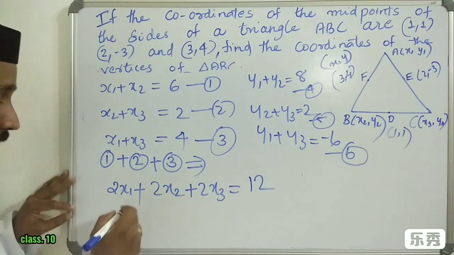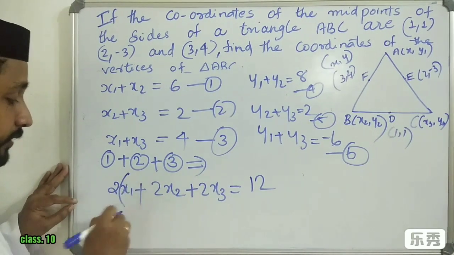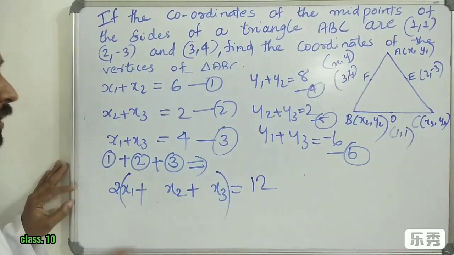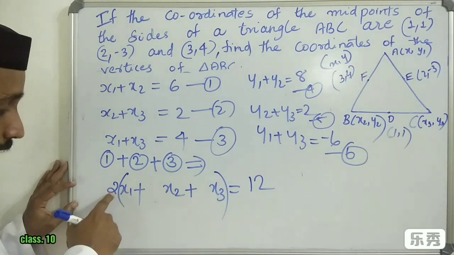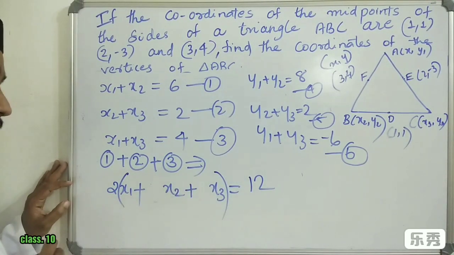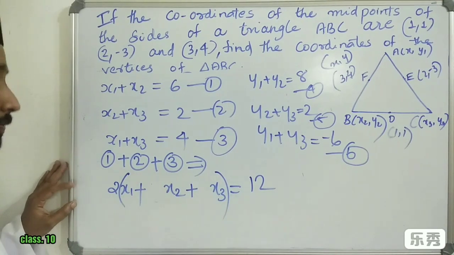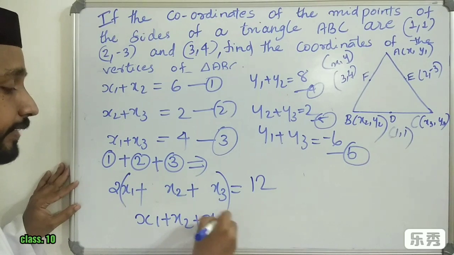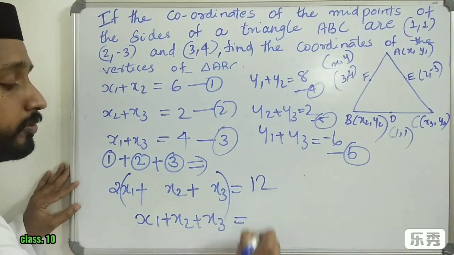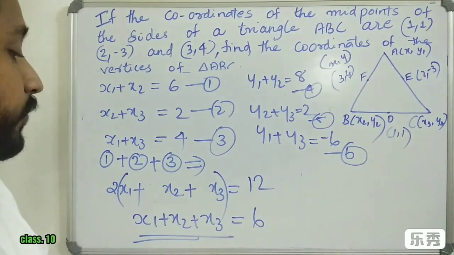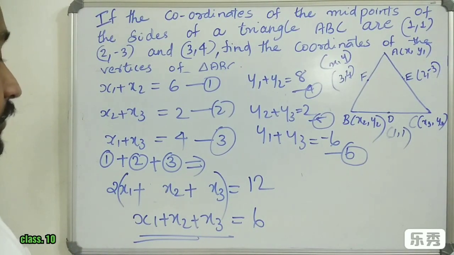We can take 2 outside. So when we take 2 outside, 2 into (x1 + x2 + x3) is equal to 12. Then when this 2 goes to RHS, we divide 12 by 2. We get x1 + x2 + x3 is equal to 12 by 2, 6. So we got x1 + x2 + x3 is equal to 6.